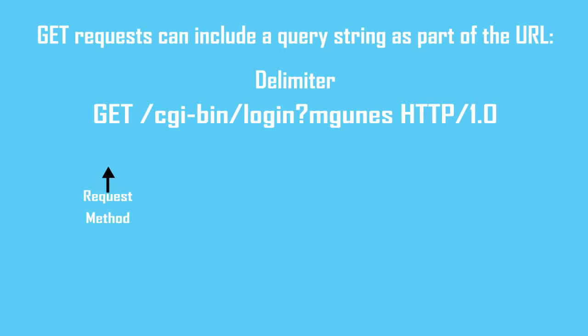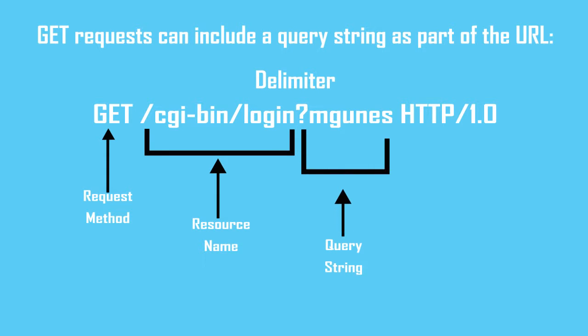Now let us look at request method GET. This script, as you can see, shows the GET request method, which has a query string as a part of it. That is, GET is a request method, and then you have a delimiter in between, and then you have a resource name, and then we have a query string. That's how the code works.